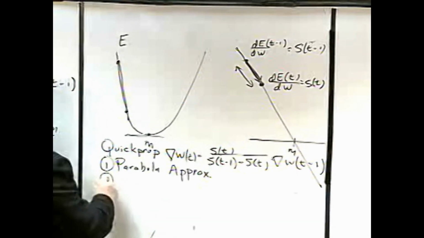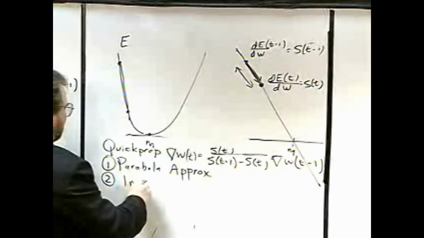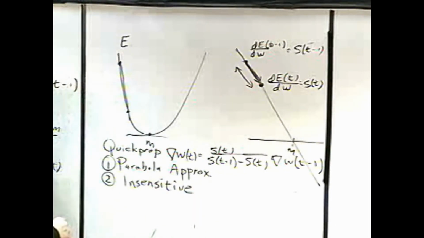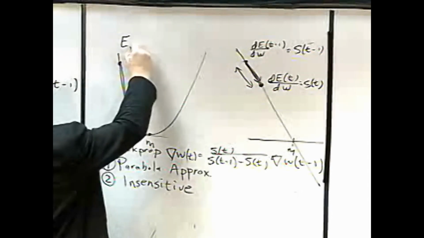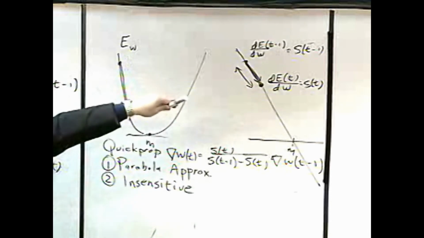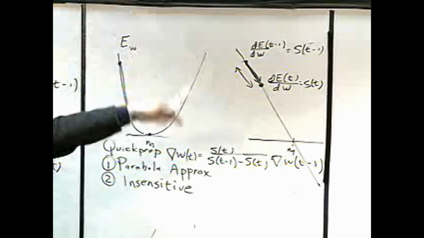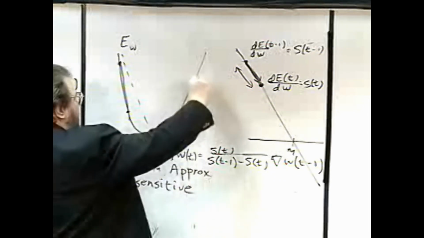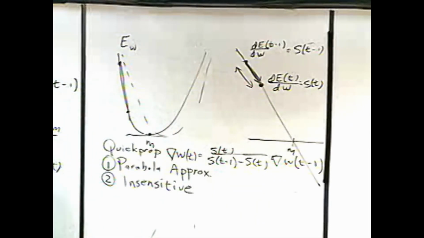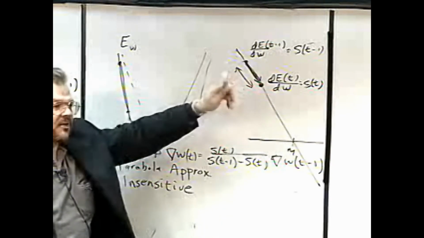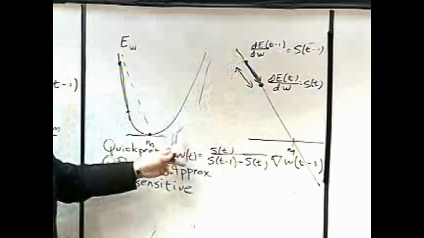And the second one is that it is insensitive. Now notice that this is for a specific weight. Now there's other weights elsewhere in the network. And if you change those other weights, it could be that this error surface is going to shift if you change another weight somewhere else in the neural network. Fahlman is assuming that this shift is really insignificant.